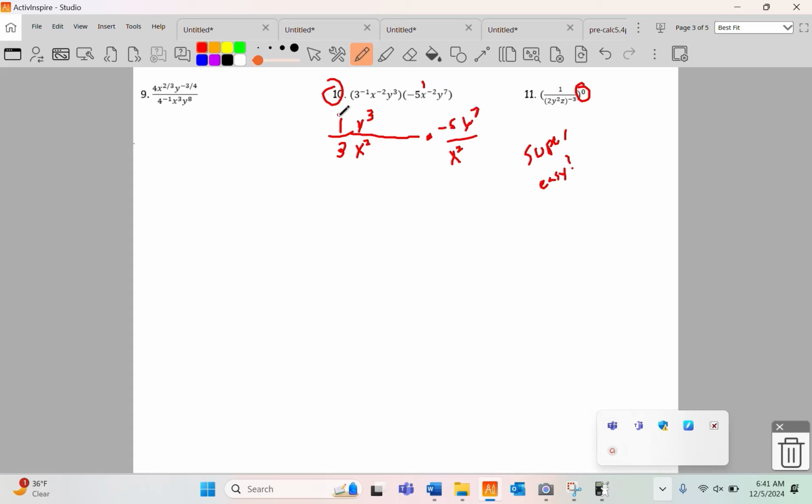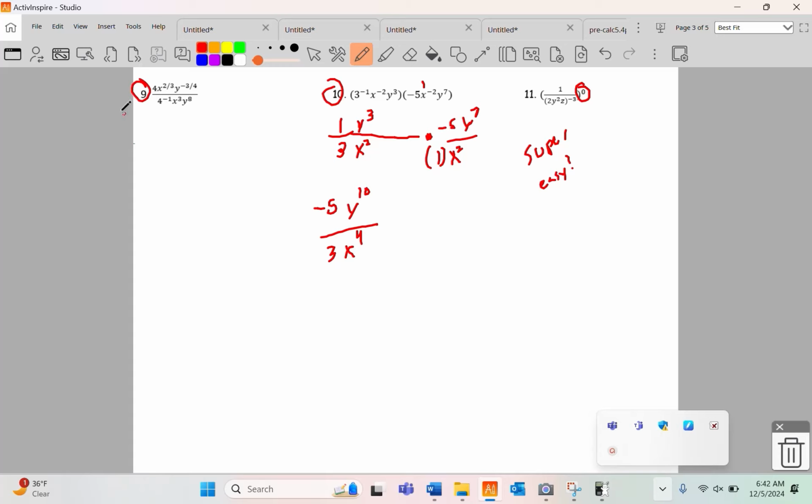So that's what it looks like. All right. We have 1 times negative 5, which is negative 5. Y cubed times y to the 7th is y to the 10th. Down low, 3 times the understood 1 is 3. X squared times x squared, x to the 4th.